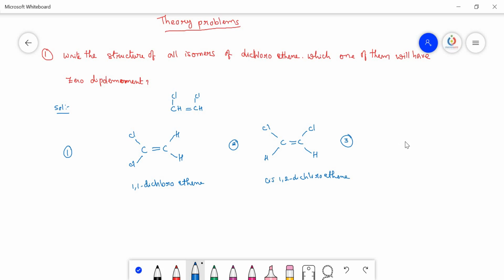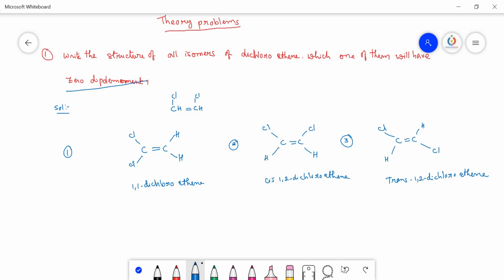Similarly, the third one is, you just take the trans, keep the chlorine atoms on the opposite side. So we get the trans-1,2-dichloroethene. So these are all possible isomers, and among these, which one of these will have zero dipole moment?